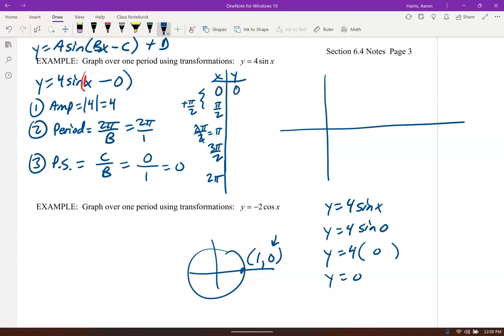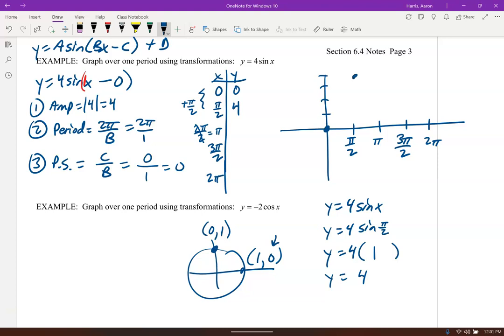Now I'm going to throw in pi halves, my next point. So now 4 sine of pi halves. So now I'm looking on my unit circle. I rotate to pi halves. Well, the sine of pi halves is 1, and 4 times 1 is 4. So now I have not only the point 0, 0, I'm going up pi halves amount each time. Let me put my marks on here. Pi halves spits out 4. 1, 2, 3, 4. So pi halves, 4.